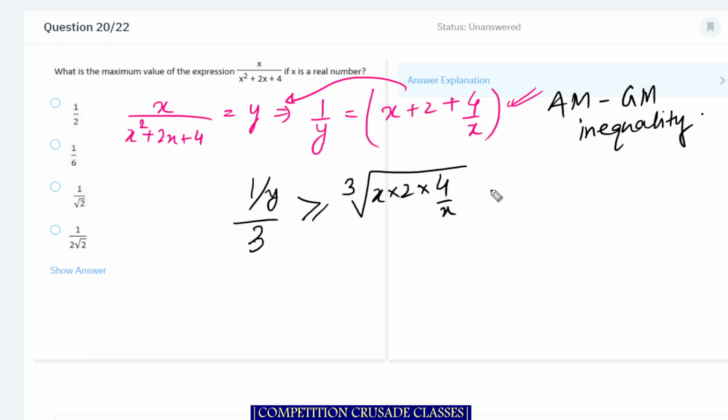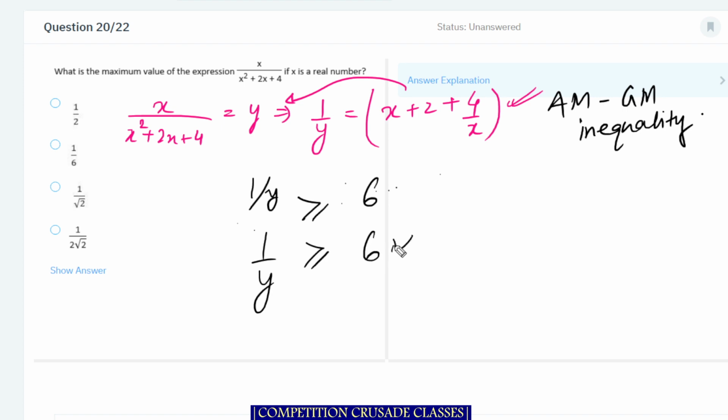This is the geometric mean. Multiply all the terms and take the cube root, or the nth root, depending on the number of terms. So I can do this directly. x eliminates, the cube root of 8 is again nothing but 2, which is again nothing but 6. So 1 by y has to be greater than or equal to 6.